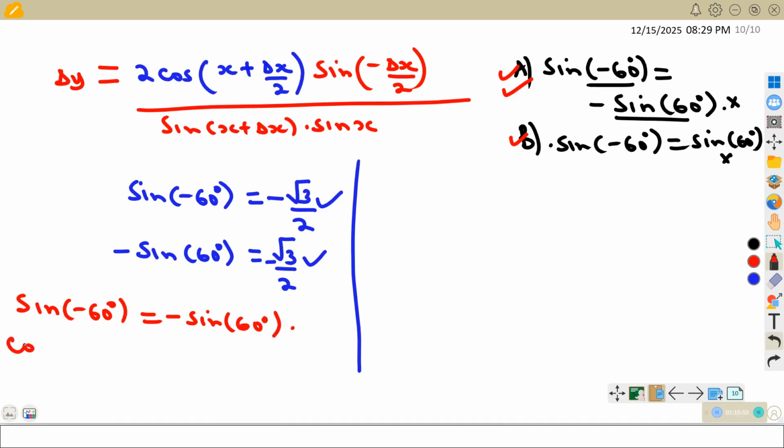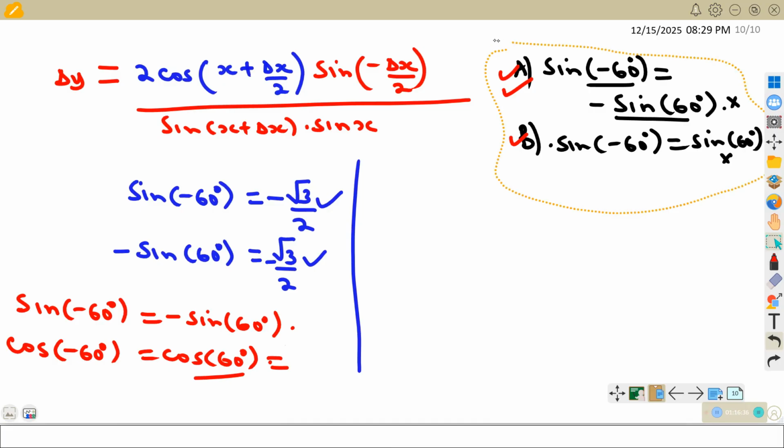And similarly, if you have cos of a negative angle, it is the same as cos of that angle. Cos of a negative is the same as cos of a positive. You can prove that. Sine of a negative angle is the same as negative sine of that angle, the same as putting the negative outside. But cos of a negative angle is the same as cos of a positive angle. All of them will give you the same answer. I hope that one is okay so far.